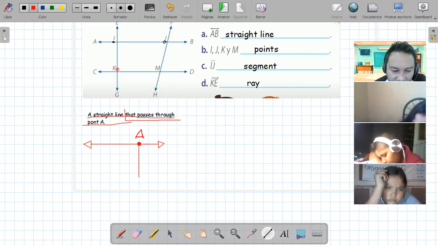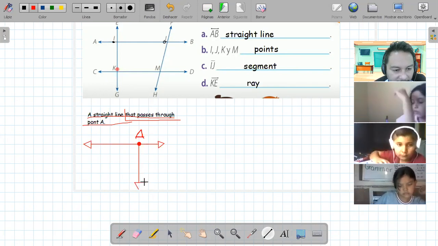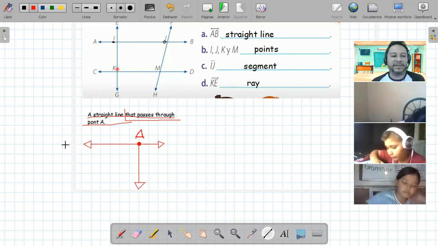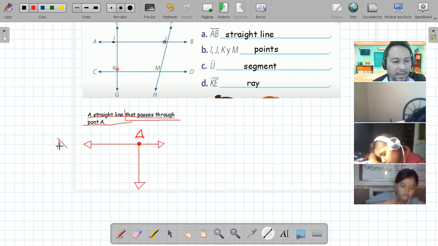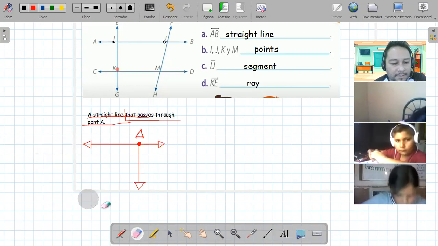Do you remember that I told you it doesn't matter the position of the lines? It can be in different positions. Always we are going to have it in the A. This is in the B. So, what is the B?